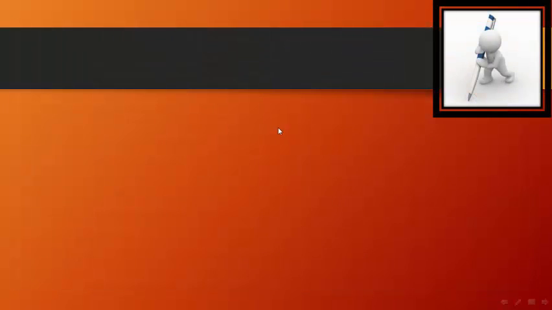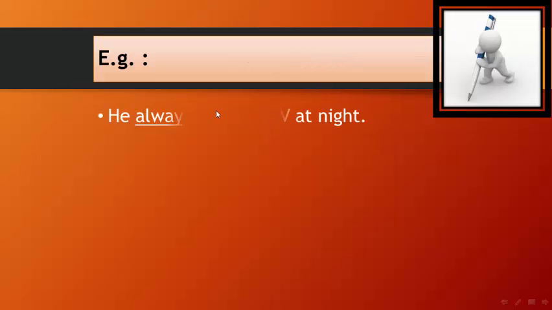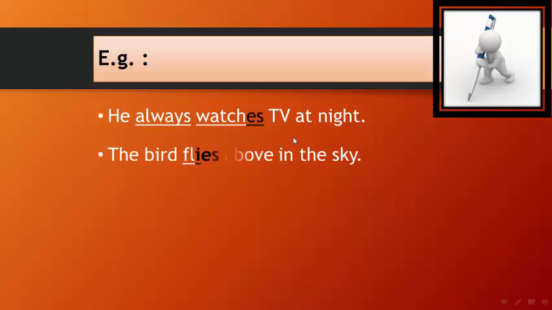Let's have here some examples. Example 1, he always watches. Notice here the verb watches. When it ends with CH, good, we add ES. And so the sentence, he always watches TV at night. The bird flies. Why do we put here IES? Good, because the verb fly ends with Y. So the bird flies above in the sky.